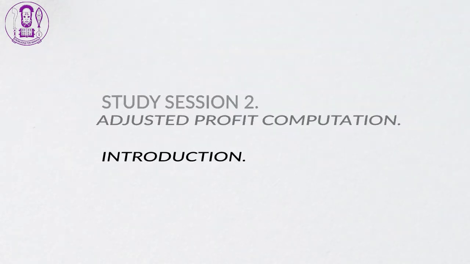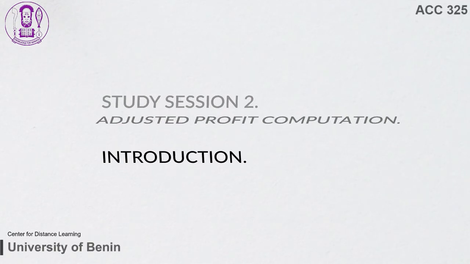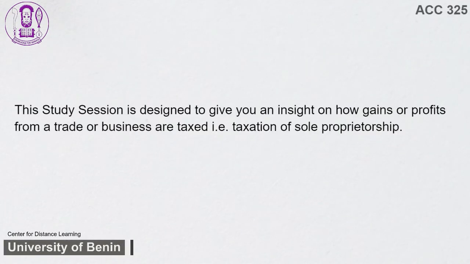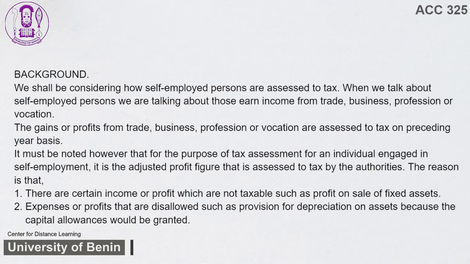Study Session 2. Adjusted Profit Computation. Introduction. This study session is designed to give you an insight into how gains or profits from a trade or business are taxed, i.e. taxation of a sole proprietorship. Background. We shall be considering how self-employed persons are assessed to tax. When we talk about self-employed persons, we are talking about those who earn income from trade, business, profession, or vocation.